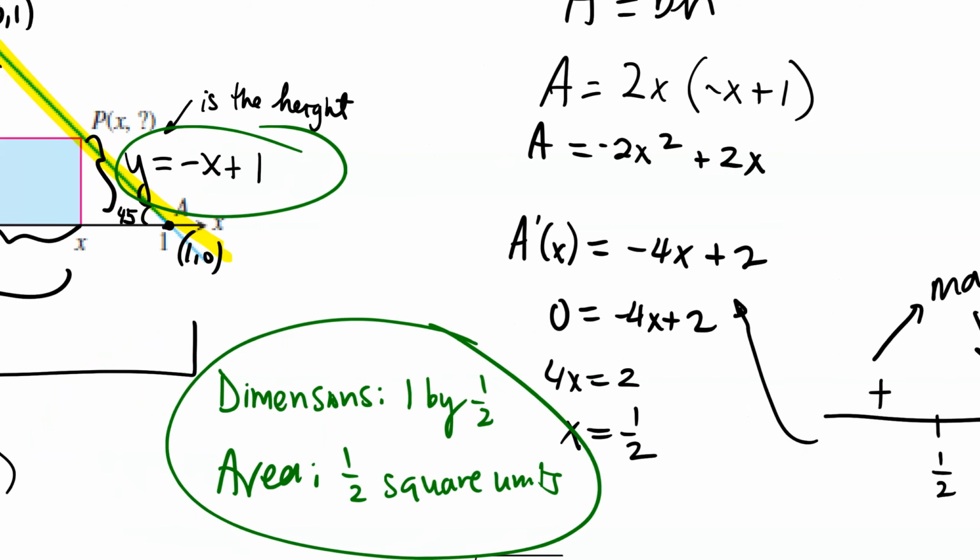So plug this into 2x. This comes from negative x plus 1. If you plug 1/2 into those, 1/2 of 2 is 1. Negative 1/2 plus 1 is 1/2. So you're plugging 1/2 in for x to find the dimensions, because one's the base and the other's the height.